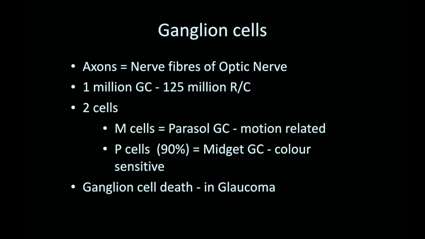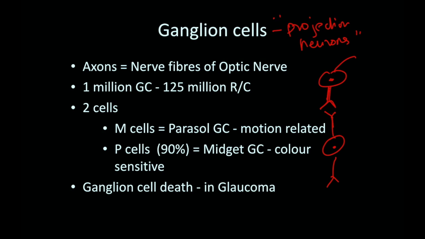Ganglion cells are the projection neurons of the retina. They are the projection neurons of the retina. Okay? These ganglion cells have two parts. You have the dendrites, which are going to synapse with the axons of the bipolar cells. Just draw with a different color, okay? This is the bipolar cell, this is the ganglion cell. The axons of the ganglion cells form the nerve fibers of the optic nerve.